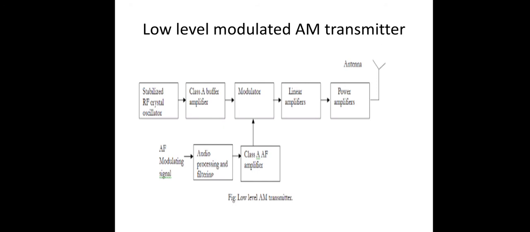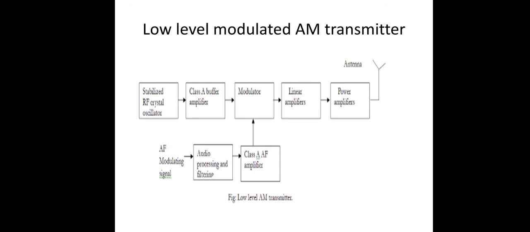This is the block diagram of the low level AM transmitter as shown here. The blocks used in this diagram are: stabilized RF crystal oscillator, class A buffer amplifier, modulator, linear amplifier, power amplifier, class A AF amplifier, and audio processing and filtering.